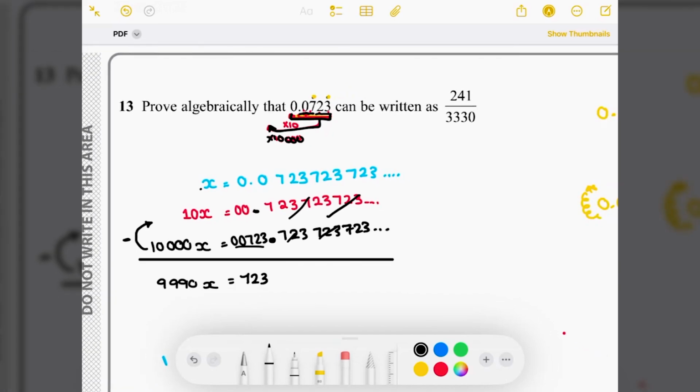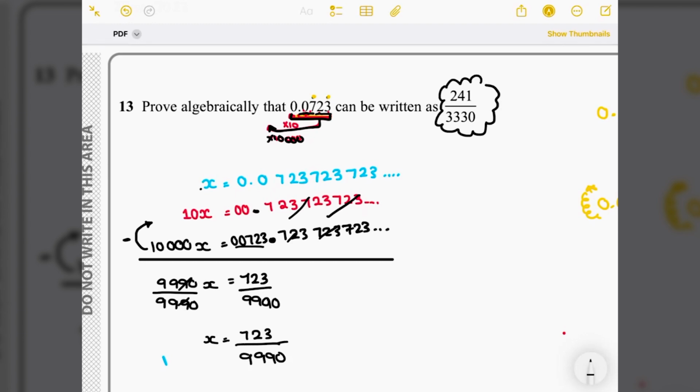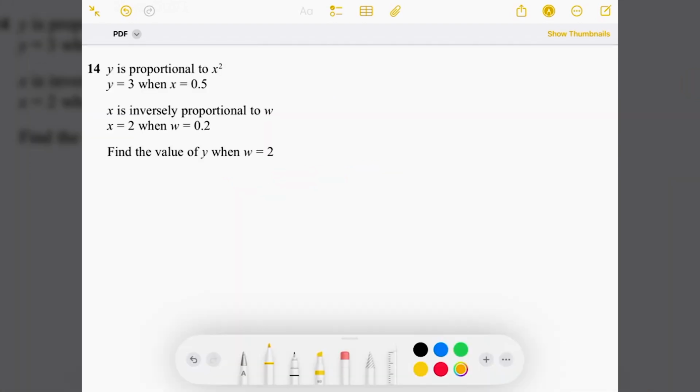9,990x. Now I want to get x on its own, so what am I going to do? I'm going to divide by 9,990 on both sides. So x equals 723 over 9,990. But the question wants me to write it out as 241 divided by 3,330. So if I look at the denominator, it's easier to look there. I divide top and bottom by 3. So divide by 3, 241 over 3,330.